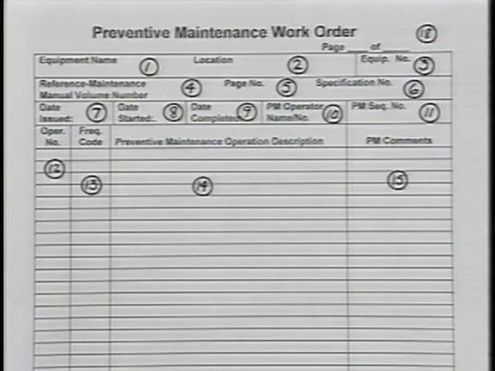The next line indicates the date of issue, the date started, the date completed, who the PM operator was by name or by badge number, and then the last element is the PM sequence number, and that merely addresses in numeric sequence the number of PM activities that this specific PM work order had been accomplished previously.